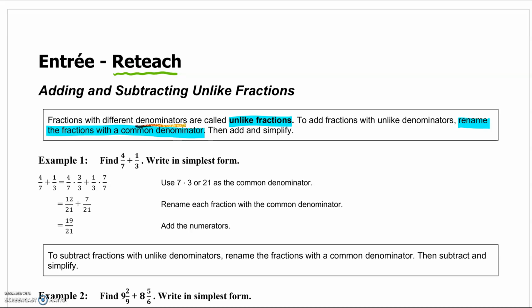So go ahead and follow along on example 1 here. Find 4/7 plus 1/3, right, in simplest form. So the first step we're going to do is figure out what our common denominator is. So they kind of tell us here 7 times 3 is 21. So 21 is the common denominator that we're going to use. Then to rewrite our fractions, we need to multiply them by something so that they have the same denominator.